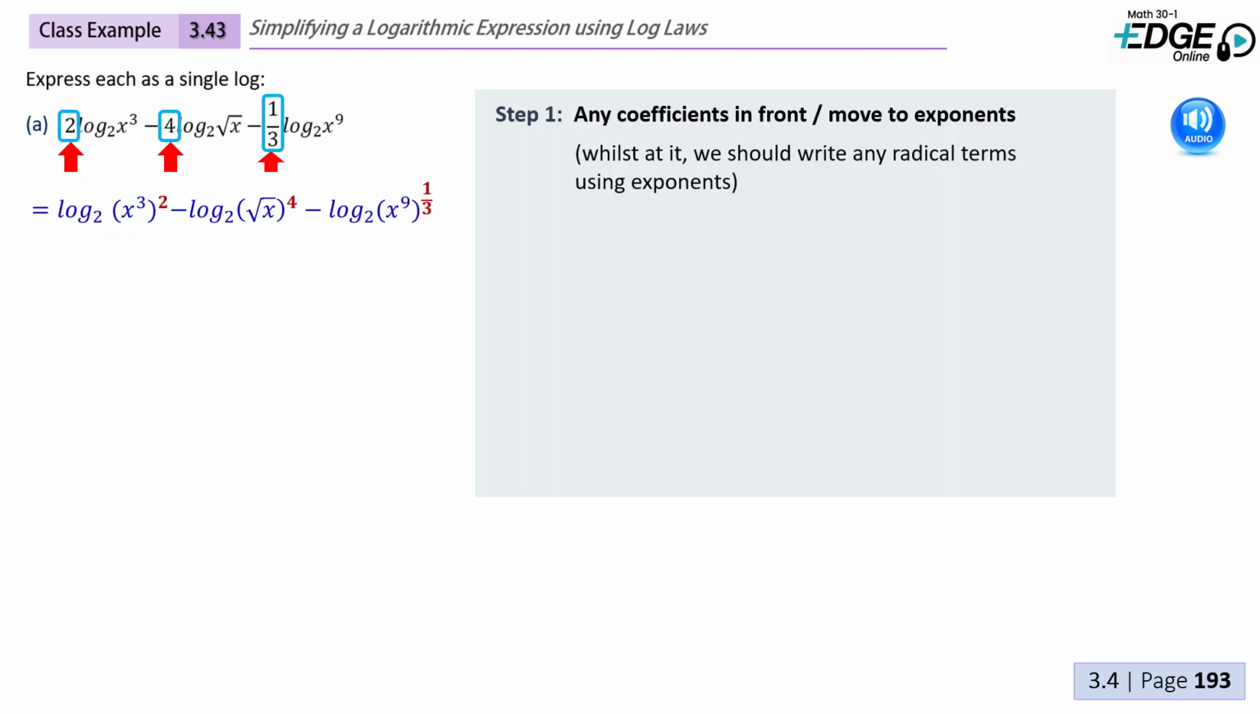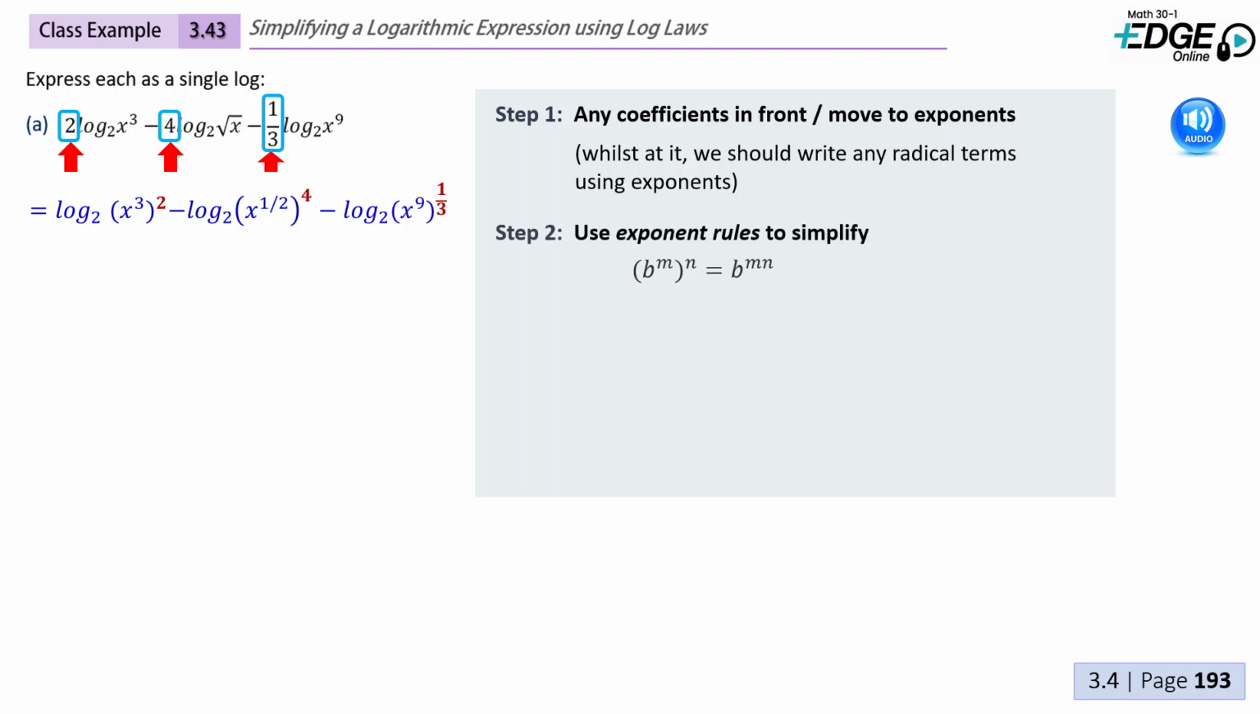And then while we're at that, it would be a good idea to change any radicals into exponential form so that we can multiply those and simplify them a little bit more. So our square root of x became x to the power of a half. It's a lot easier to multiply a half by 4. Now we're going to use our exponent rules to simplify. So really in this case, if we have a power to a power, then you just multiply those.